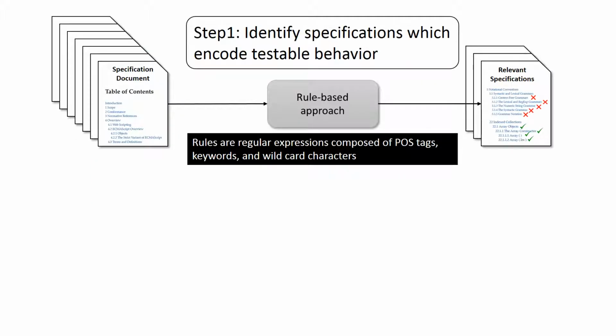Step 1 of Swami's approach involves identifying specifications which encode testable behavior. As described before, the input to Swami is a specification document that has hundreds of pages and sections, and not all of these may encode testable behavior. Now, when the format of the specification document is known, Swami uses a rule-based approach, where rules are nothing but regular expressions composed of part-of-speech tags, keywords, and wildcard characters. For example, here are some of the rules that Swami uses to match the heading and body of the specification sections to determine whether they are relevant or not.